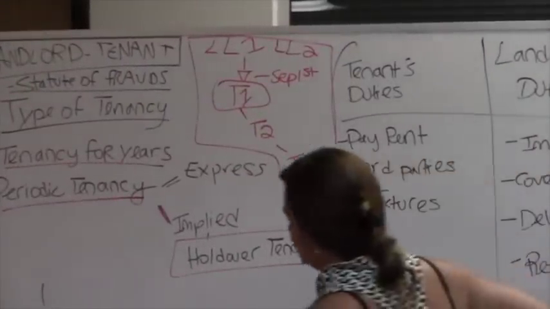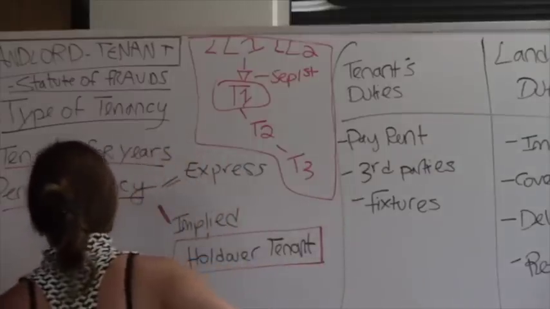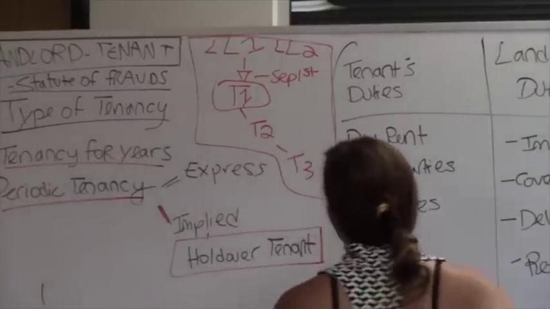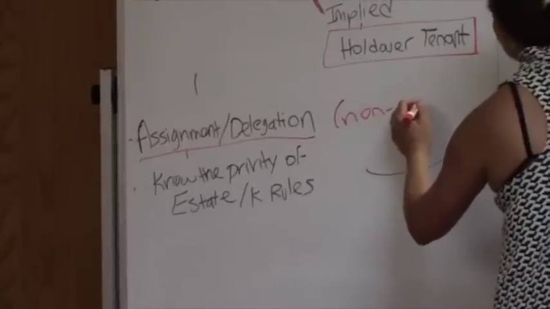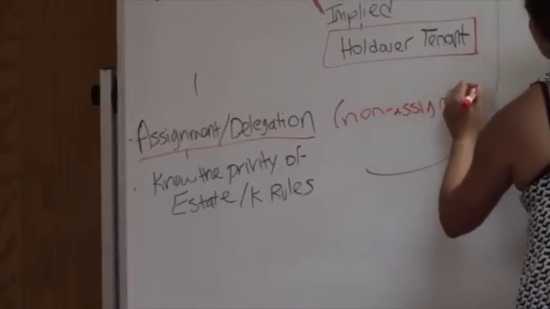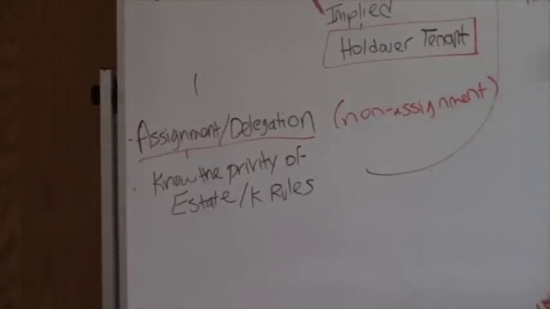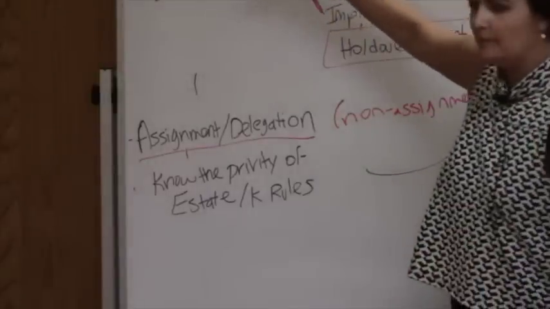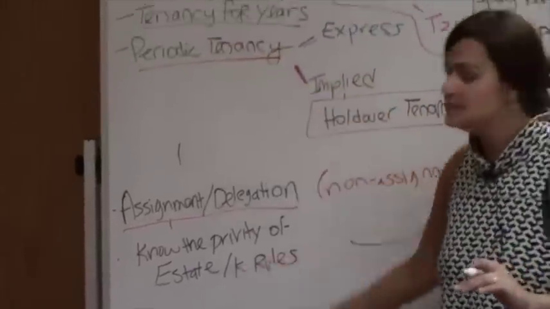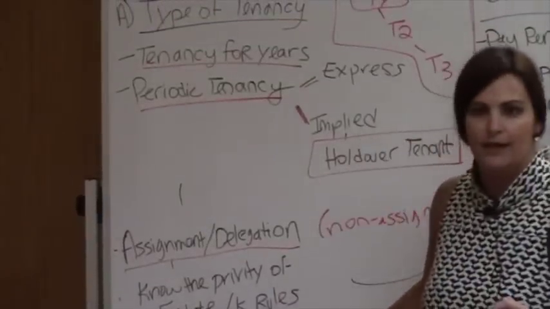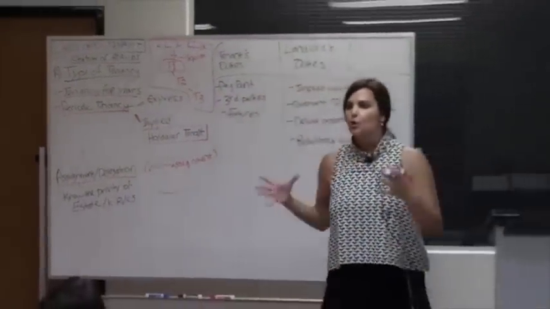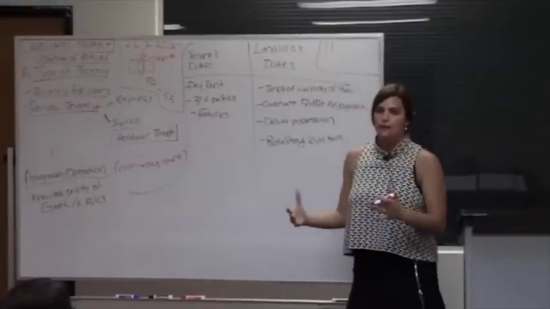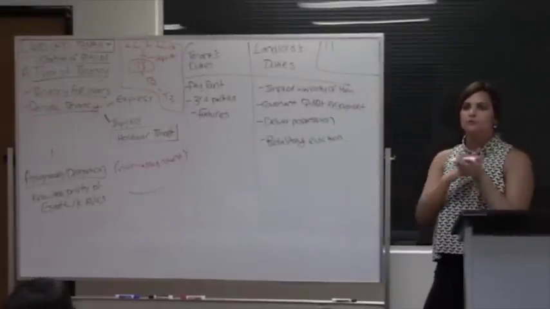And then you want to consider, do I have any assignment or delegation that has occurred? Maybe there's a non-assignment provision, because what you're trying to do here is identify at the end of the tenant, based on the tenancy and based on any succession that occurred from L1 to T1, from T1 to T2, who has a duty to do what? At the end of the day, who holds the duty to pay rent?